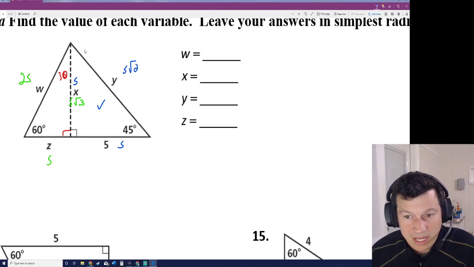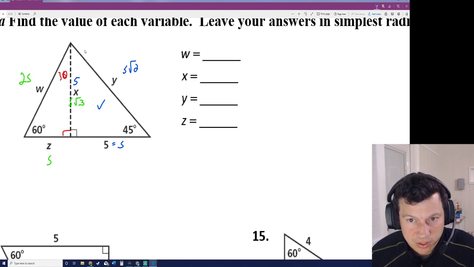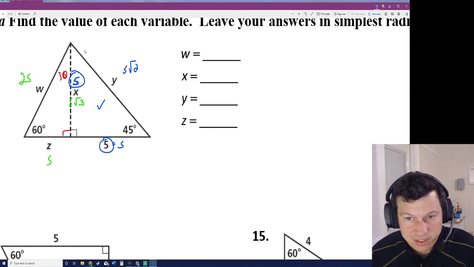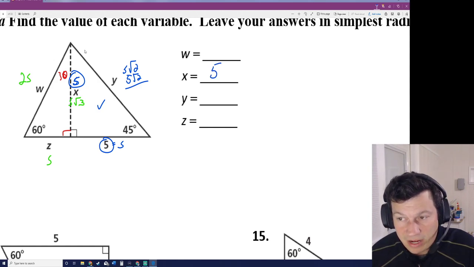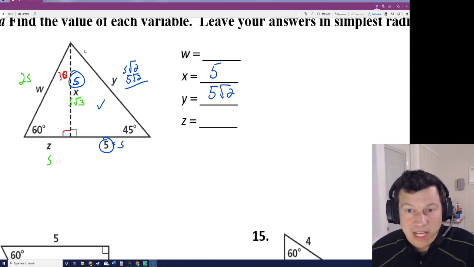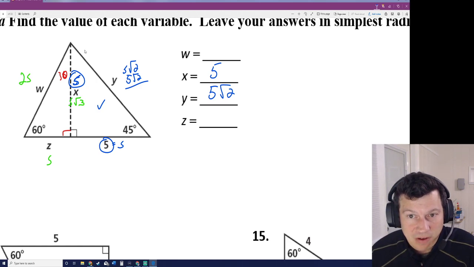So s equals 5. That means this side equals 5, which I'll just turn into a 5. So we have 5 and we have 5 because those are the same, and that's 45, 45, 90. That means this y is 5 root 2. Okay, so we actually got a couple of variables already. X is 5. Y is 5 times root 2. Now we have this 5 on this side of this triangle.